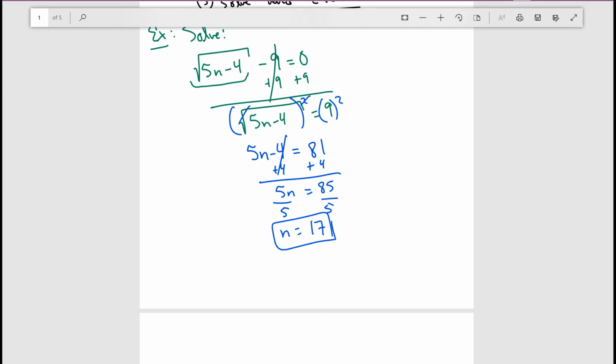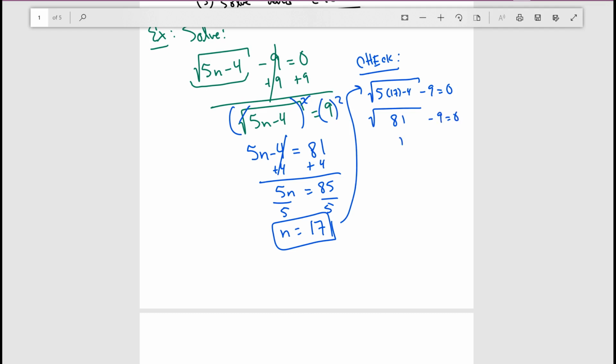Now how do I know if I got this right? Well, let's just check. We're going to plug it back in here. The square root of 5 times 17 minus 4, minus 9, this should give me 0. 5 times 17 gives me 85. Minus 4 gives me 81. The square root of 81 gives me 9. 9 minus 9 gives me 0. So that checks out. All right, not too terrible. It just looks really scary, but it's not too bad.